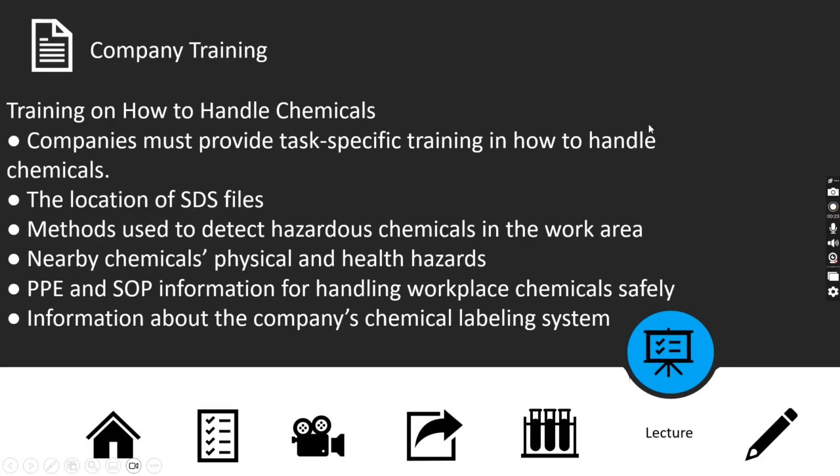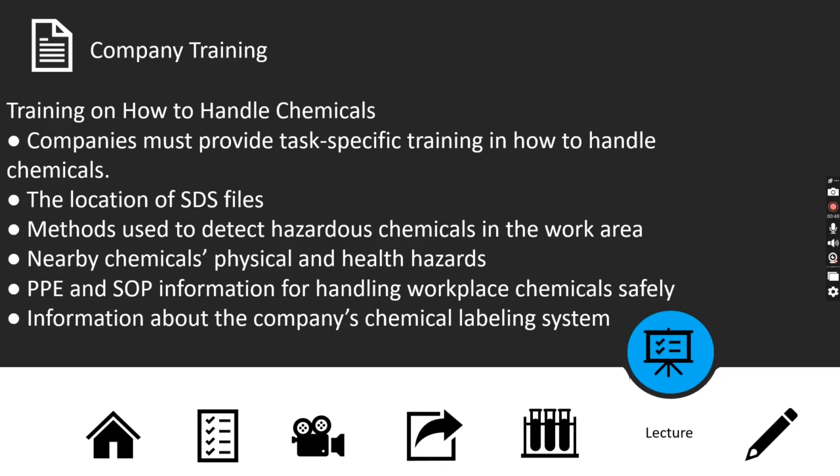Companies are required to train you, and these are the things on the screen that they are required to train you on. You need to know where the SDS files are. You need to have task-specific training on how to handle the chemicals that you're handling. There need to be methods to detect hazardous chemicals in the work area. You need to know about any physical and health hazards. Physical hazards would be like if there's something you can cut yourself on, or if you could fall.